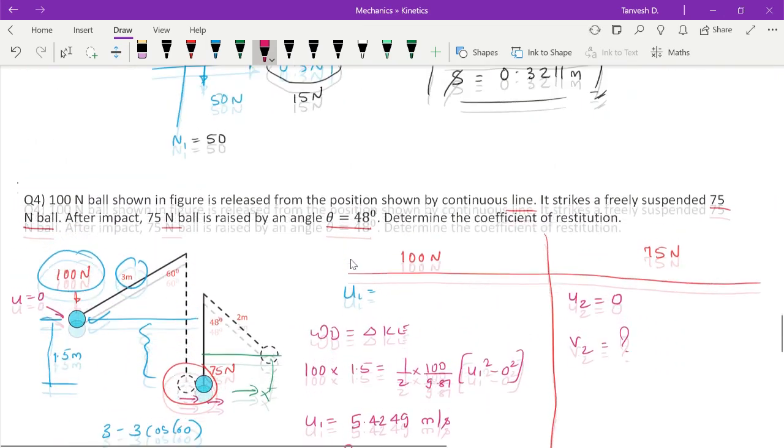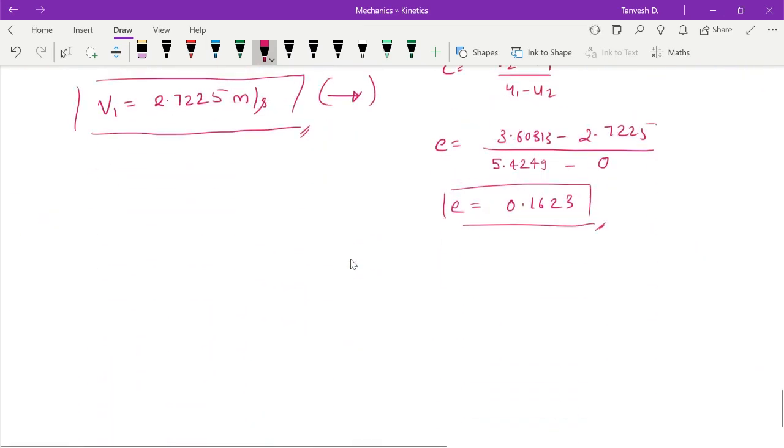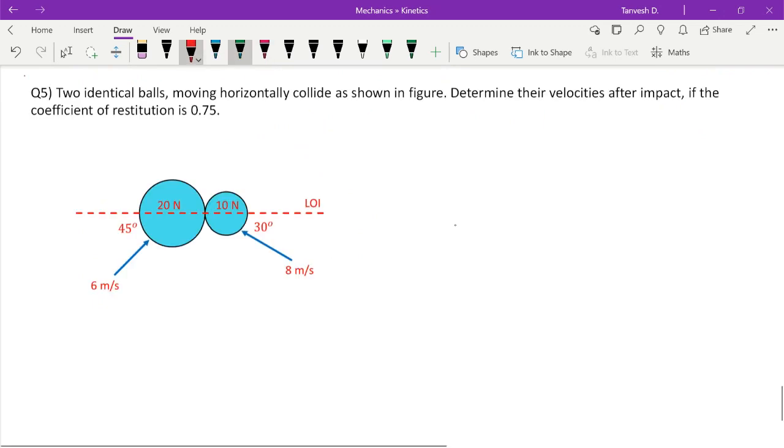Alright, let us move to next numerical. So what we have here is two identical balls moving horizontally collide as shown in figure. Determine their velocities after impact if coefficient of restitution is 0.75. So we have now oblique impact here, as you can see, and in this case the velocities can be resolved into their components, and you will see that one of the components of the velocities is along the line of impact and the other component of the velocity is perpendicular to the line of impact.